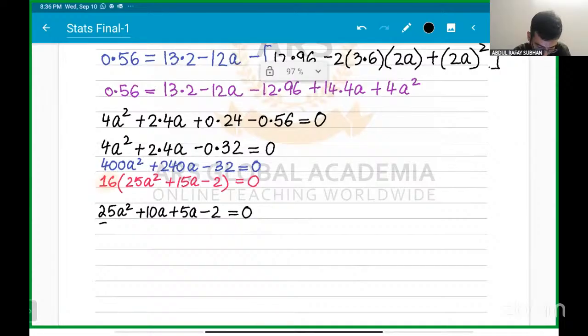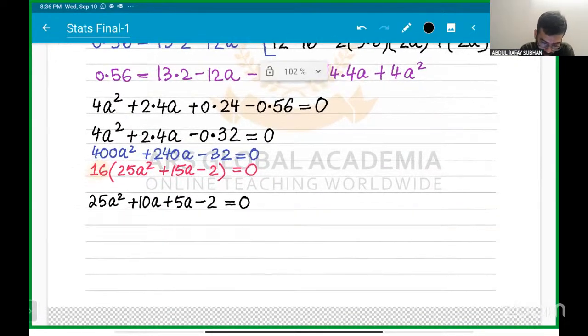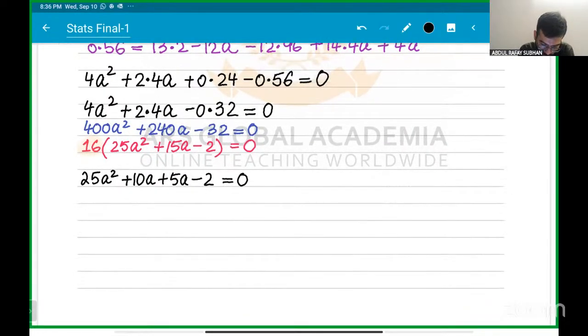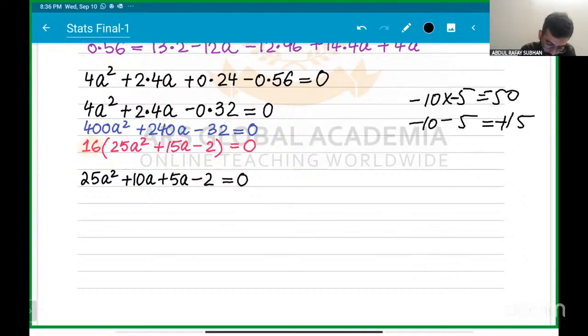Either we are making a silly mistake somewhere. So there should be 5 common, and 25 twos are 50, 10 fives are 50, and 10 and 5 are 15 as well. So this is not coming right. Negative, negative, negative, negative, negative, positive. Sorry, negative, negative, negative. So negative 10, but then positive 15 will not come, right?